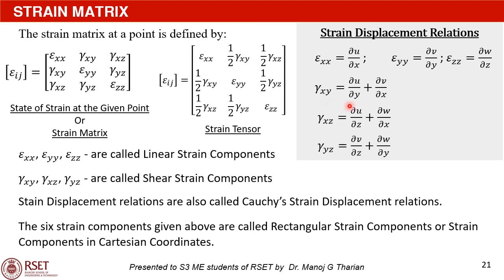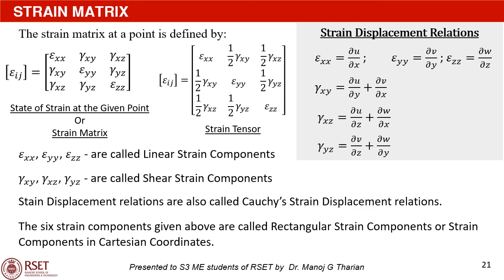Gamma xy is equal to ∂u/∂y plus ∂v/∂x. Gamma xz is equal to ∂u/∂z plus ∂w/∂x, and gamma yz is equal to ∂v/∂z plus ∂w/∂y. These relationships are called strain displacement relations.